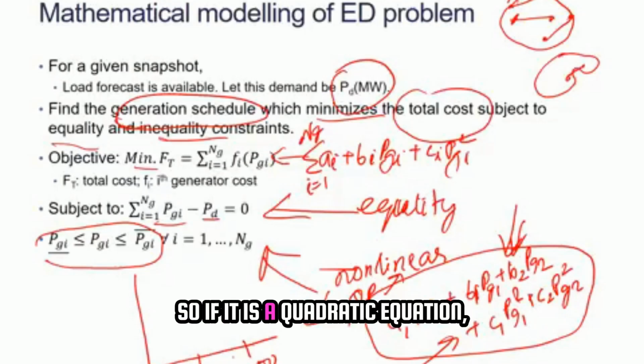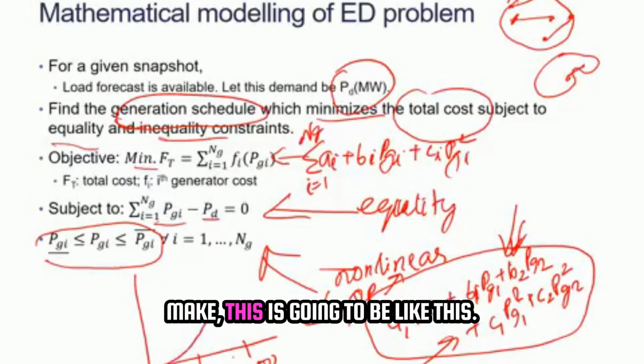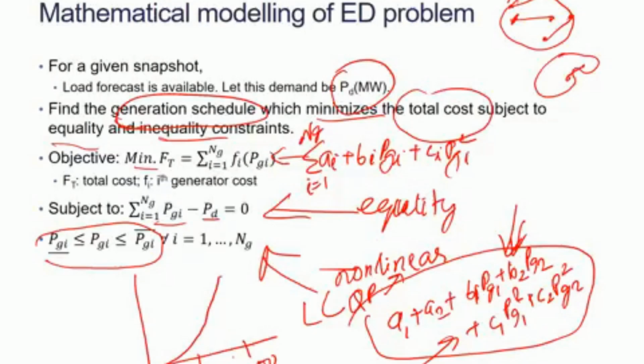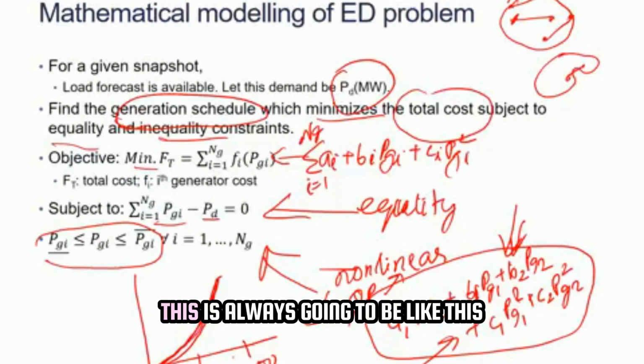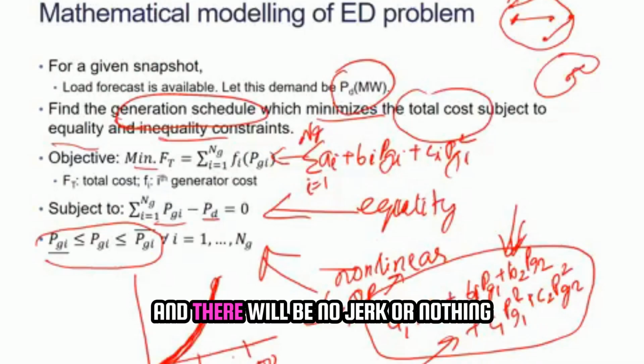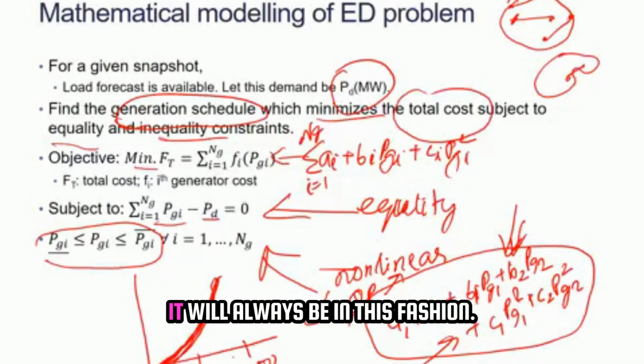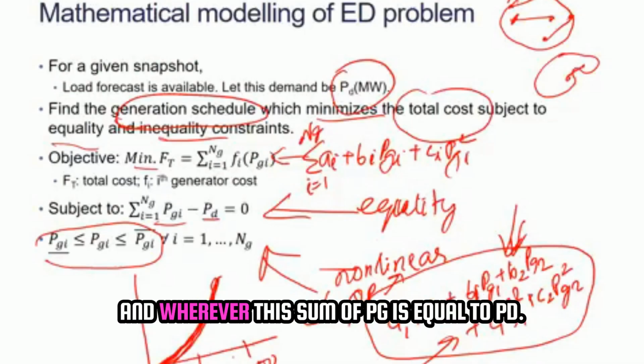So if it is a quadratic equation, whatever combination you make, the curve is always going to look like this, in a curve fashion, and there will be no jerk or anything here. It will always be smooth. If you try to find out the feasible search space, it will always be in this fashion.